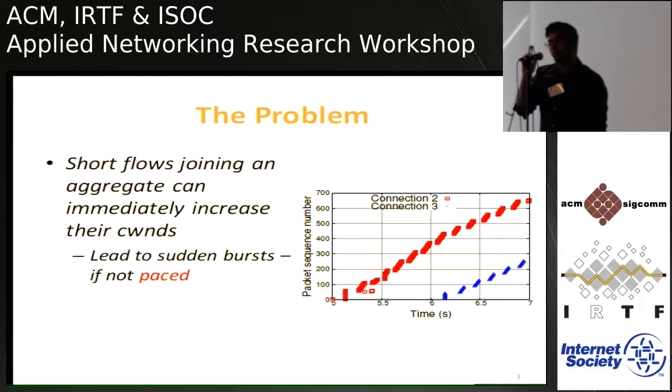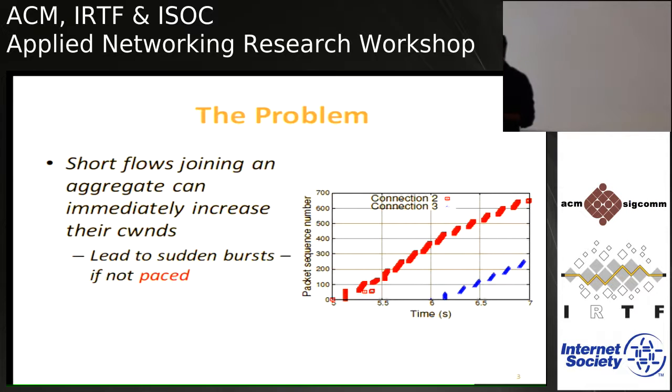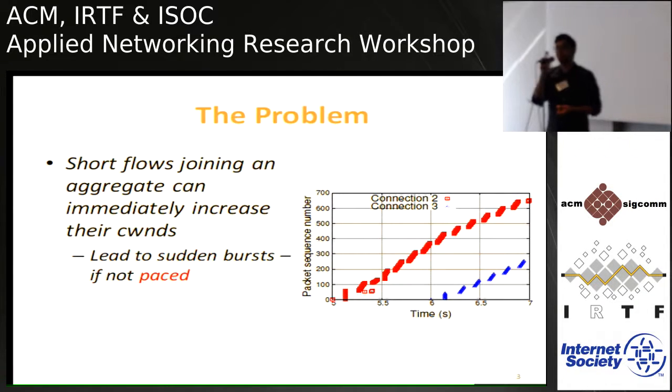So the problem is that if a short flow joining an aggregate takes a large initial window, it can create bursts in the network, which can lead to more queue growth and losses. We show this problem by using our implemented coupled congestion control in NS2.